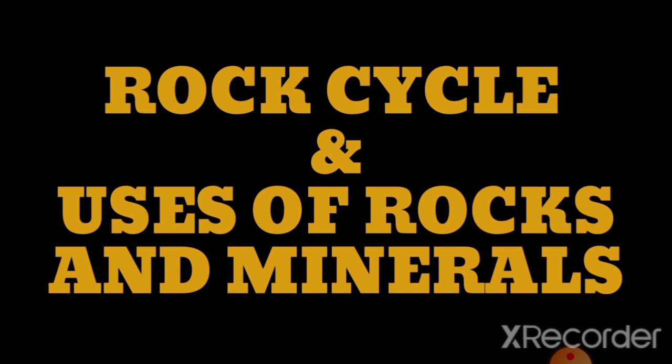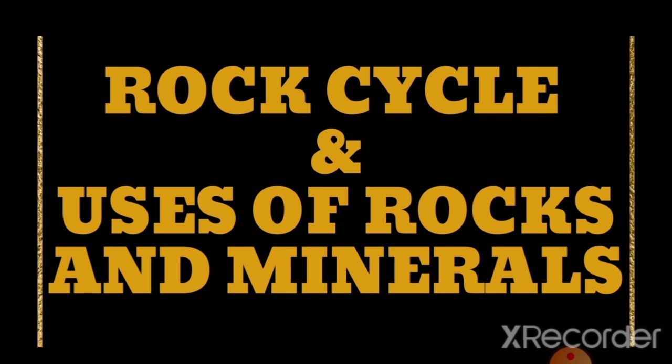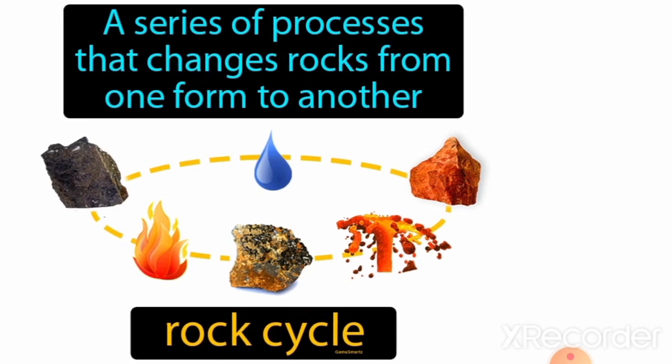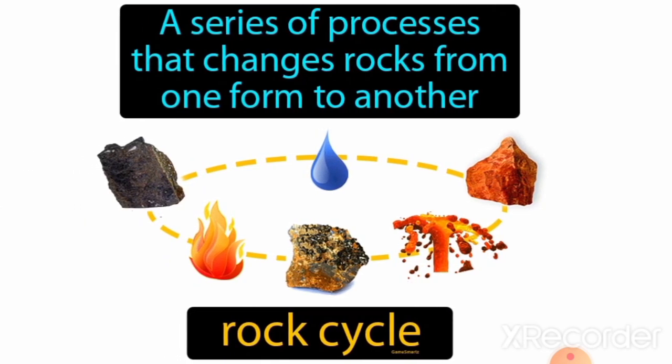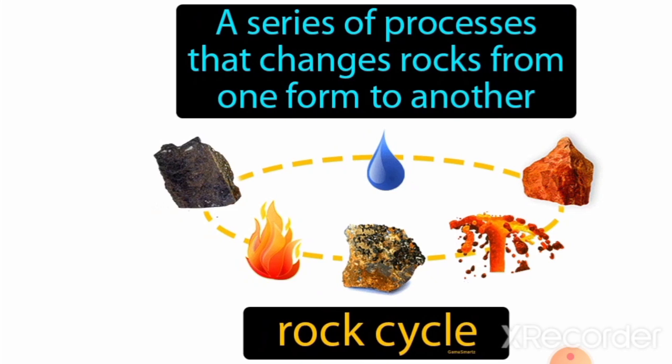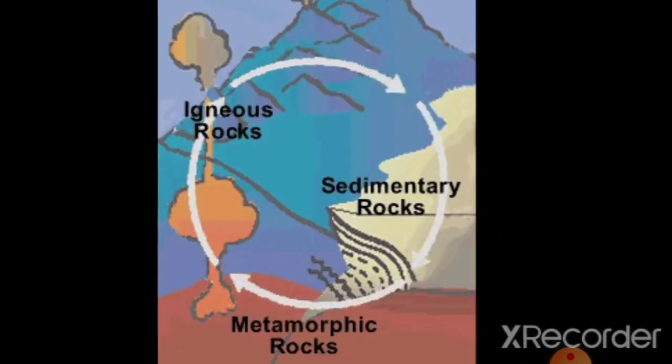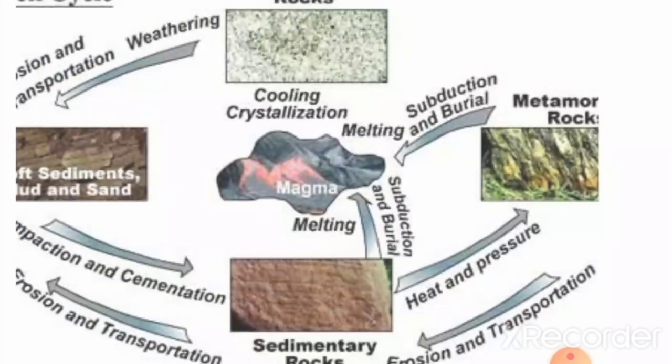And this time we shall be looking at the rock cycle and uses of rocks and minerals. First, what is the rock cycle? The rock cycle is the process by which rock changes from one form to another. Rock changing from one type to another is known as the rock cycle.